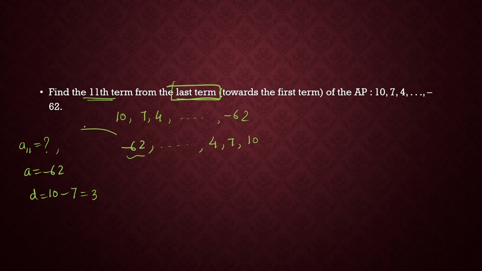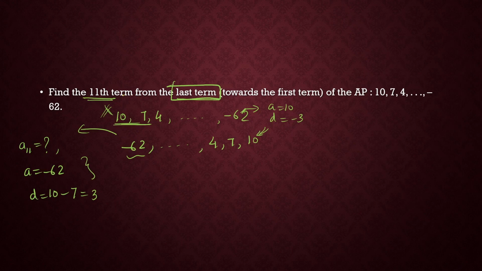Okay. Now you have to take this as your question, not this. Do not write the value of A and D from the original question. For that AP, the value of A is 10 and the value of common difference is minus 3. If you use these numbers here, you will not get the right answer. Just reverse the given AP and now you have to treat the second series as your question, and just solve it in a normal method.